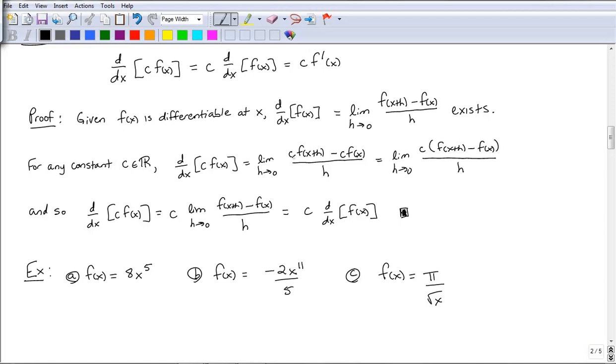Well, when I do this, there's a constant in both those terms that I can factor out front. The limit as h goes to 0 of c times f of x plus h minus f of x over h. But this limit only has to do with h's, and that c isn't an h. So I can factor the c outside the limit. And since this limit here is the derivative of f of x, you've proven that if there's a constant in front of your function, you can just multiply the constant times the derivative.